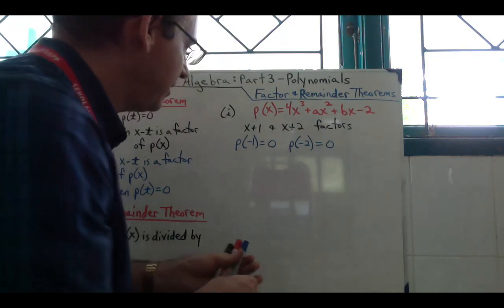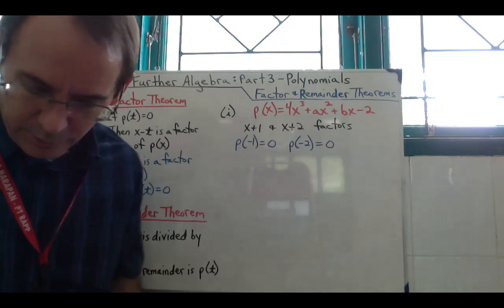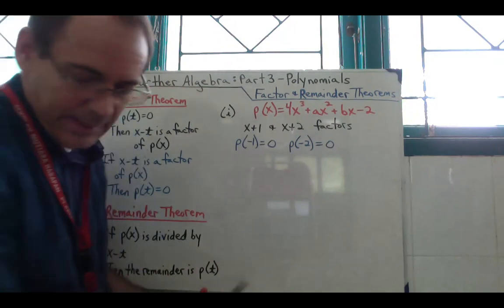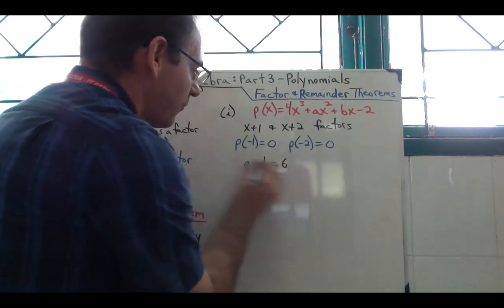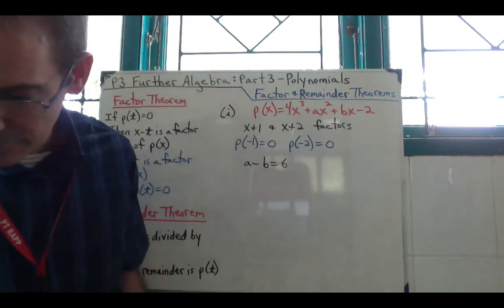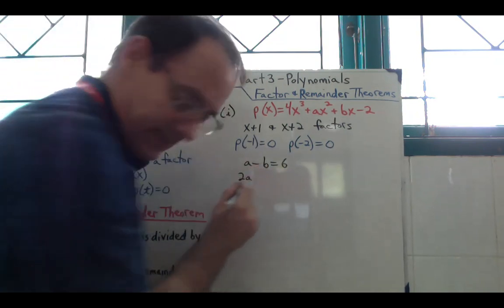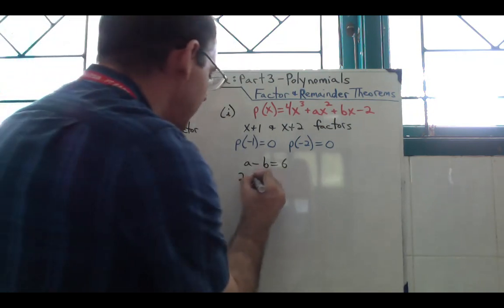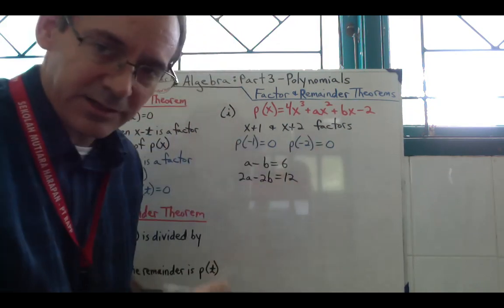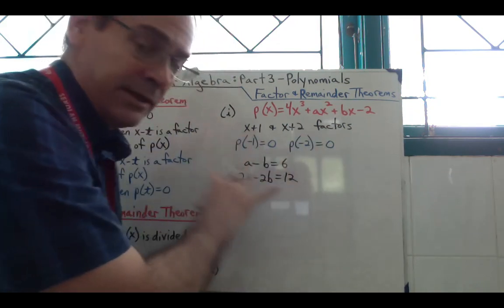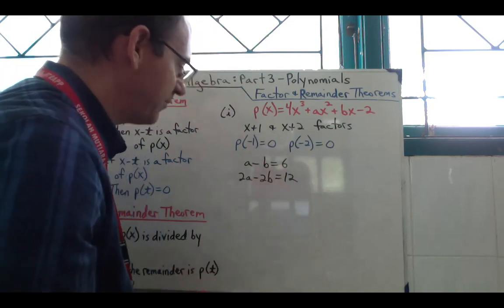As we solve these, we plug in negative 1, we plug in negative 2, and when we work with these, we get a minus b equals 6 for one of those. And then for the other one, we end up with 2a minus 2b equals 12. Now you can go ahead and do the calculations yourself. I'm just showing you the important parts of how to get through this. Then now you have a system of equations.